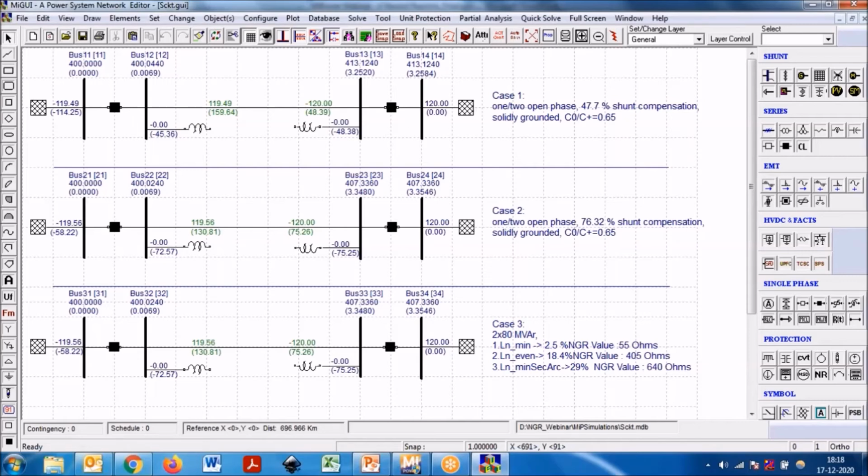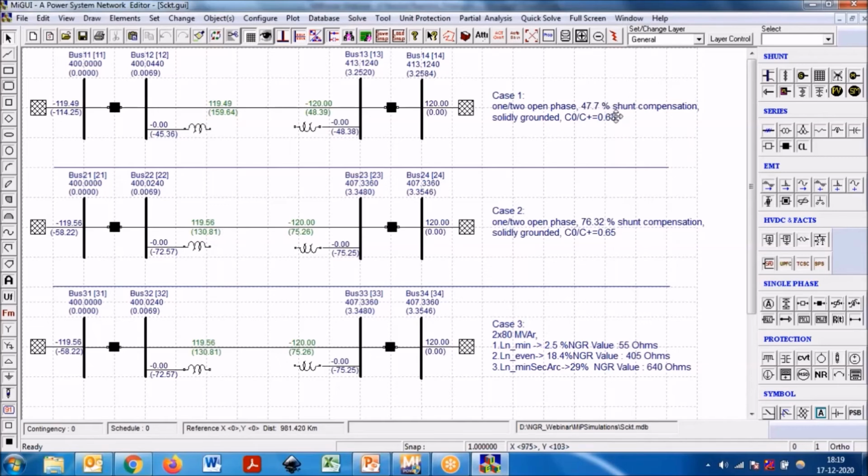Then we have reactors. Since it is a 300 kilometer line, I took both side compensation. Like an example here, this 50 MVA reactor, if I use it, the degree of compensation is 47.7. As I said, for the ratio, C0 to C positive is around 60 to 70% range for an overhead line, which is more than this degree of compensation, right?